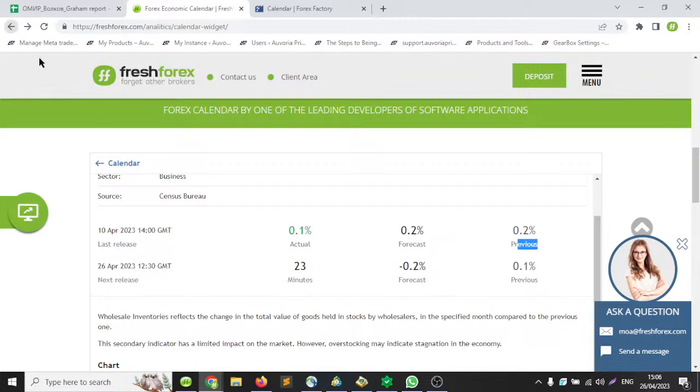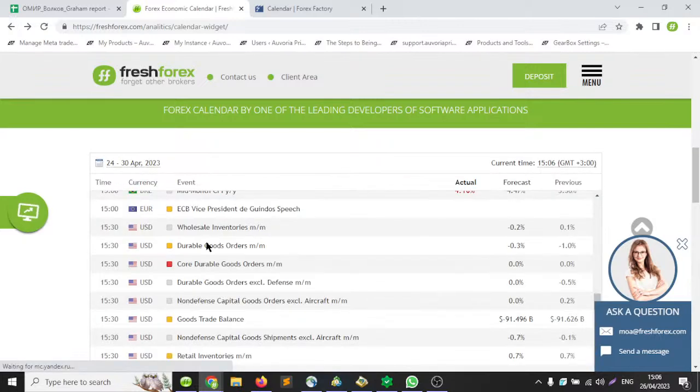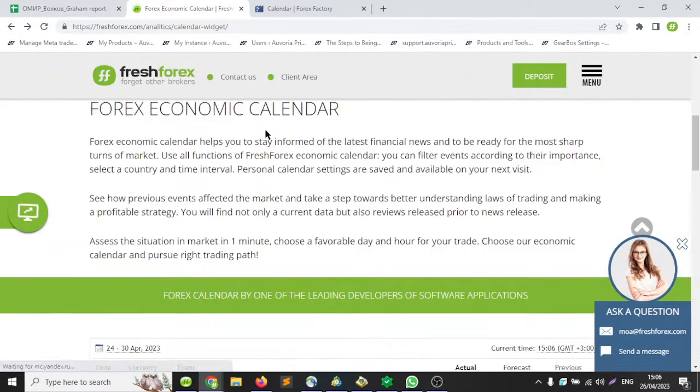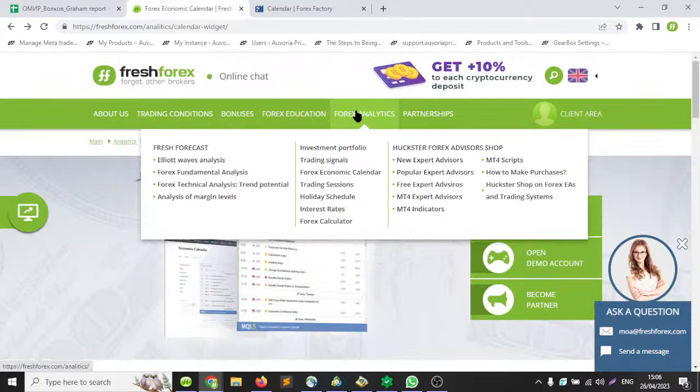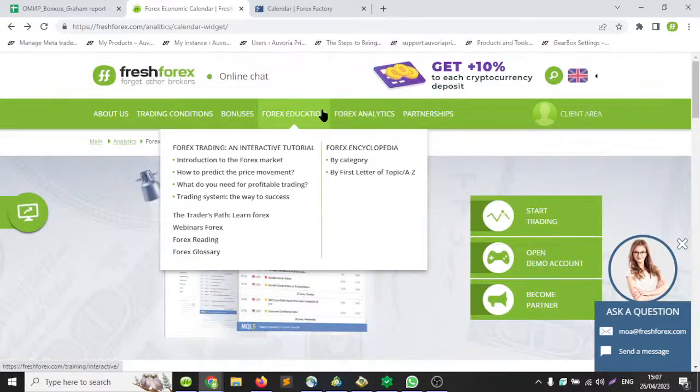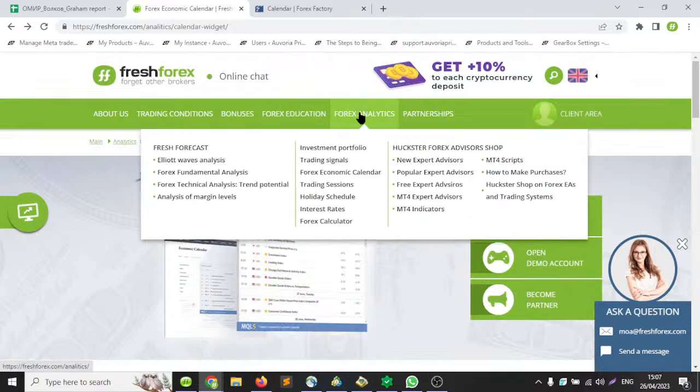So this is one way you have to get the news. You can get it through the FreshForex website. You just go to analytics, and then you go to the Forex economic calendar. You can also get signals for trading. You can go through all this and find the correct one.